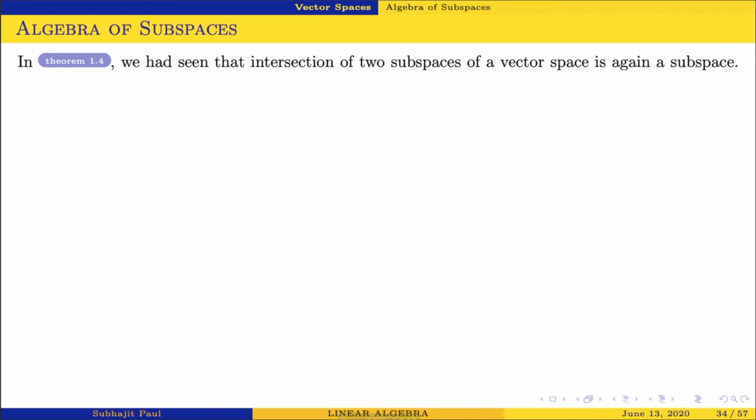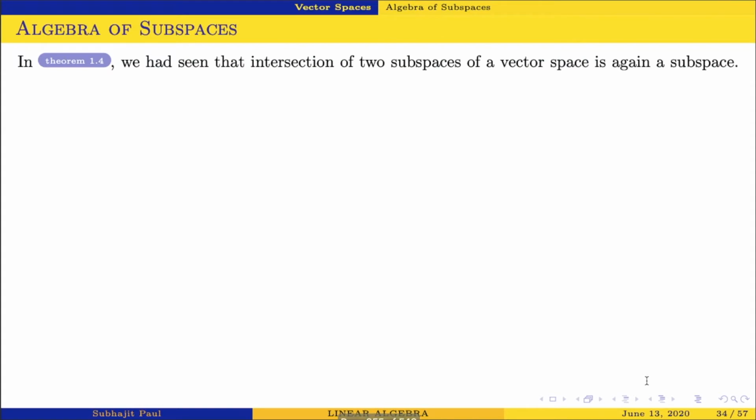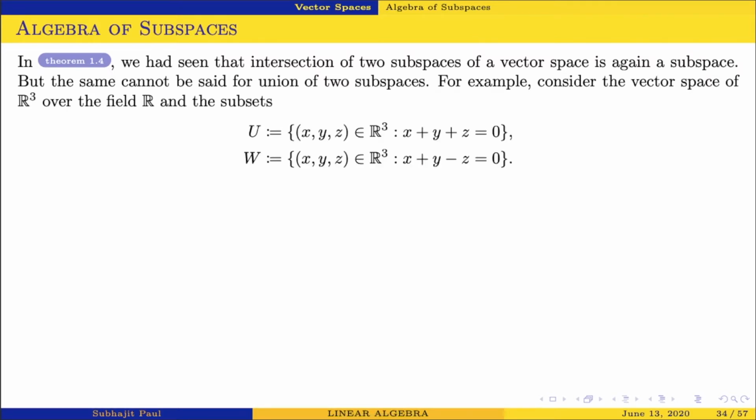Now, theorem 1.4 says that the intersection of any subspaces of a vector space is again a subspace. So in this theorem, it says that the intersection of two subspaces is again a subspace, but the same cannot be said for the union of two subspaces. For example, consider the vector space R3 over the field of real numbers and these two subsets U and W. U is the plane x plus y plus z equals 0, and W is the plane x plus y minus z equals 0.